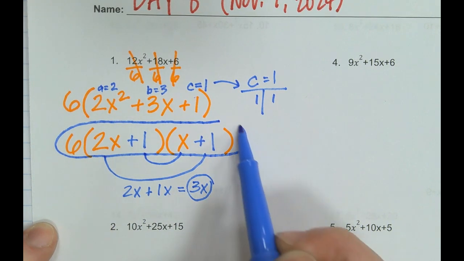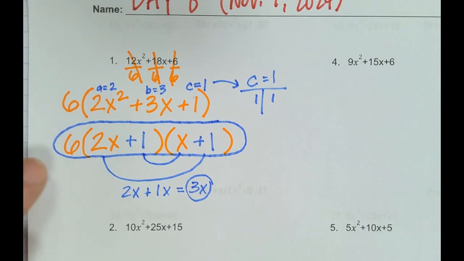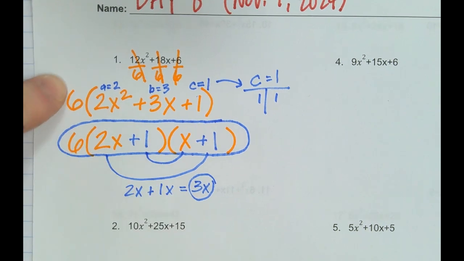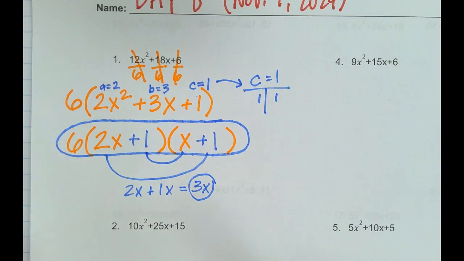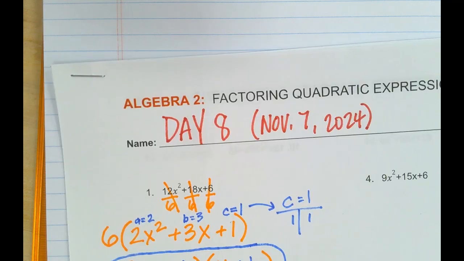And I circle it. So you'll get 6 times the quantity 2x plus 1 times x plus 1. Yes. So what would we do on the 6, the 2x squared? What would we do if there was a greatest common factor? If there was a greatest common factor, then you would need to do it again. You want to find the most reduced version of that original expression as possible.